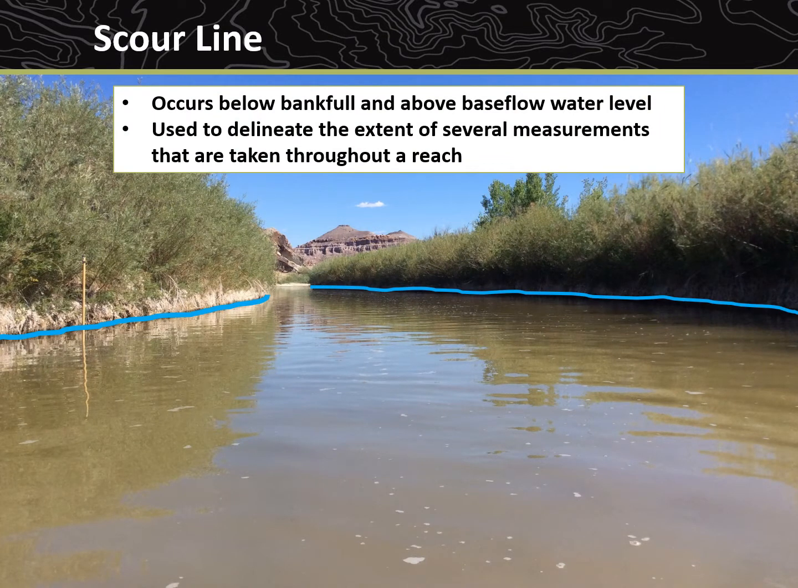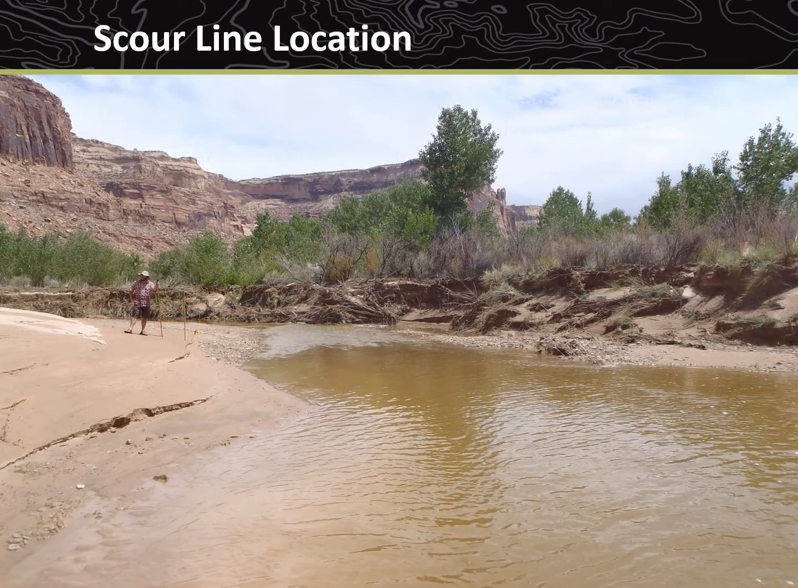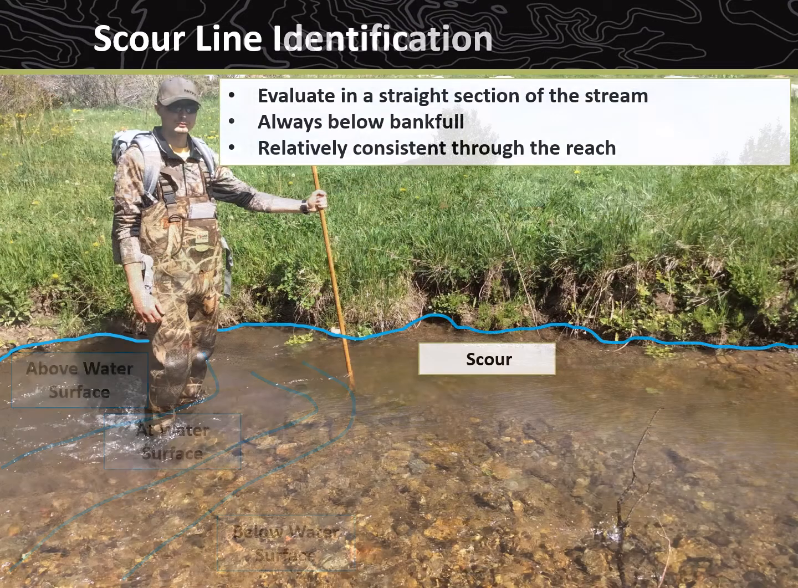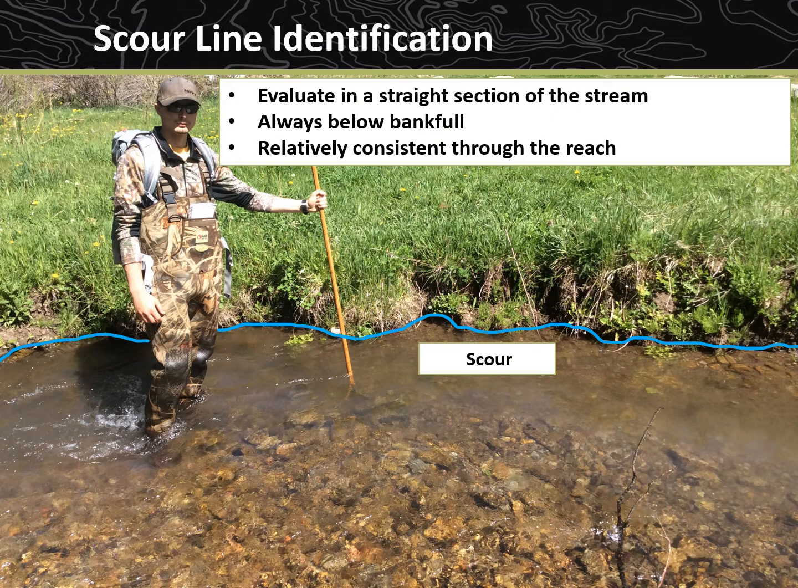Scour line occurs below bankfull and above the base flow water level. Identifying scour line correctly is important because it is used to delineate the extent of several measurements that are taken throughout a reach. Scour may be located above, at, or below the current water level. When identifying scour line in the field, first try to evaluate it in a straight section of the stream. Scour is always below bankfull and is relatively consistent throughout the reach.